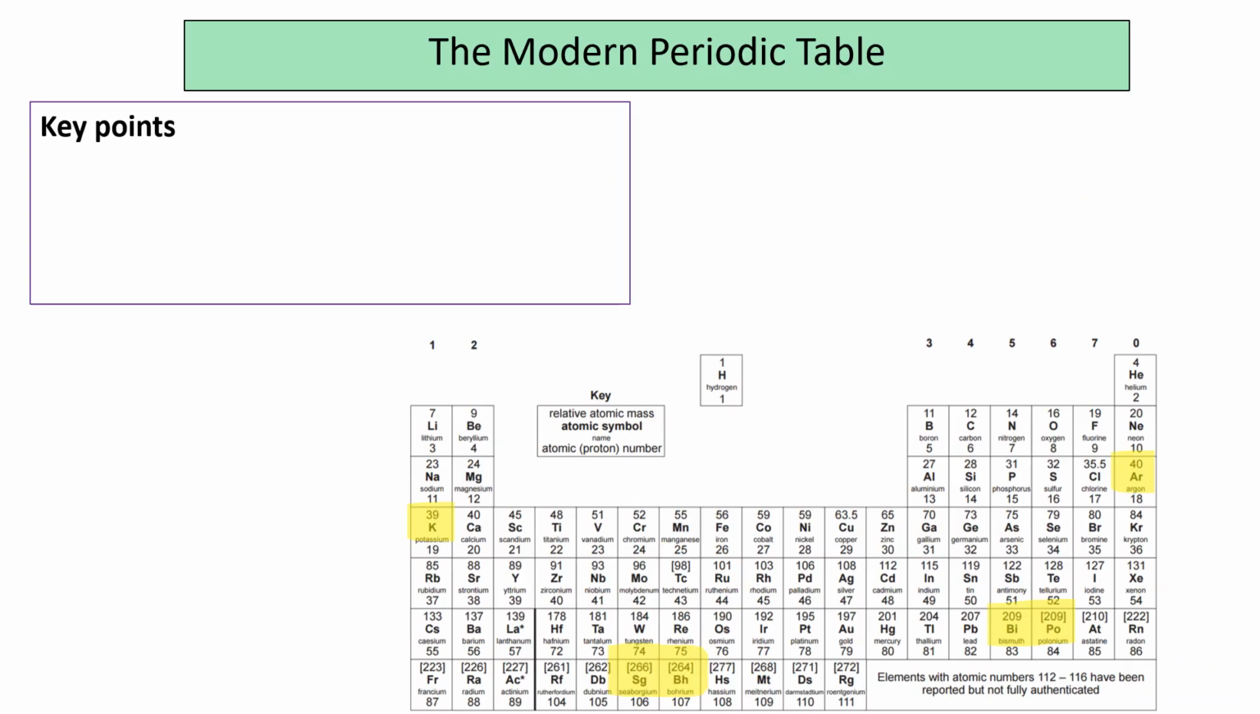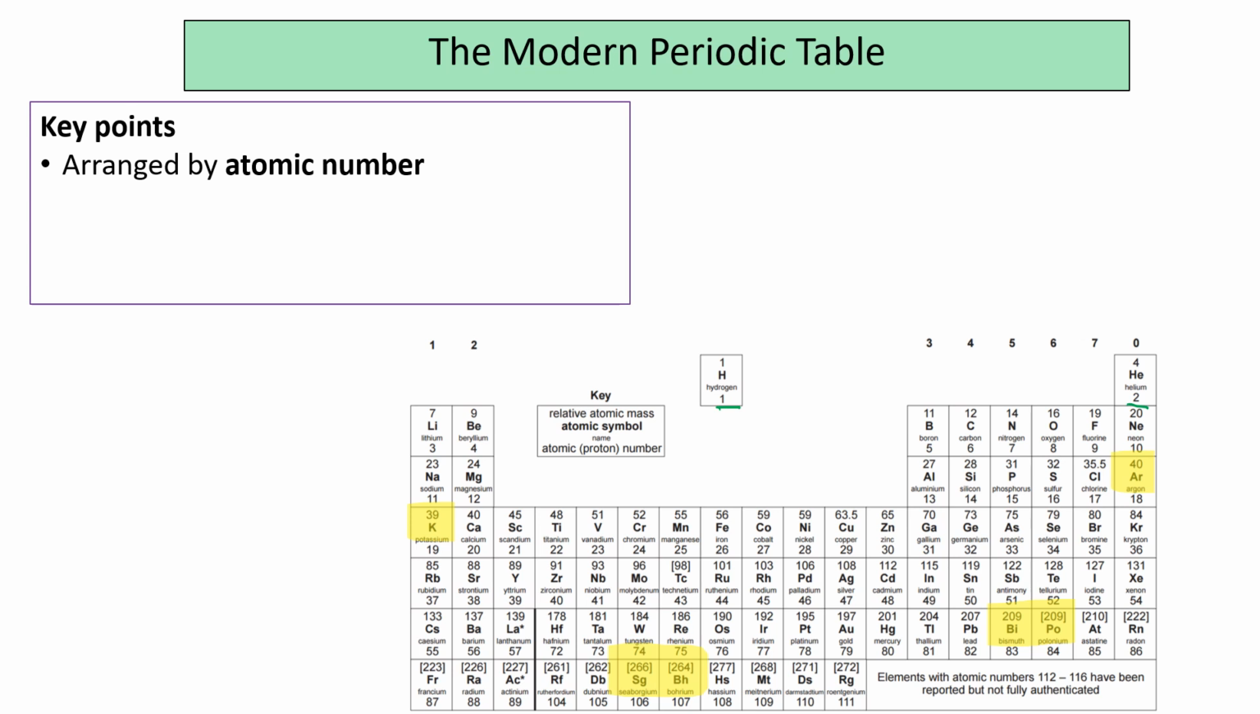We have used the periodic table in many lessons already. The key features of the periodic table include the fact that it is arranged by atomic number. That is the bottom number of the periodic table. So, for example, we can see that hydrogen has an atomic number of 1, followed by helium with an atomic number 2, 3, 4, and we increase in atomic number as we go across the periodic table.